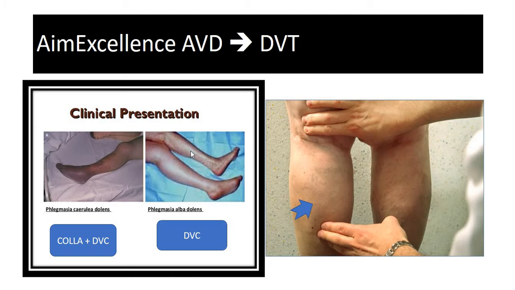And what exactly is happening here? In alba dolens, deep venous channels only are involved, and here deep venous channels and collaterals both are involved, and it is a pretty serious condition. And here most of the time we have to go for the embolectomy also.